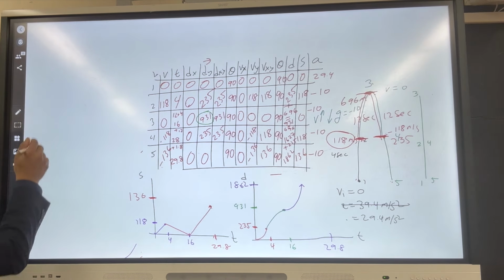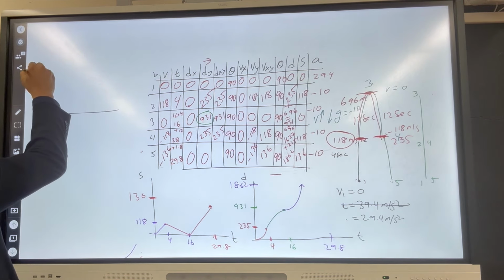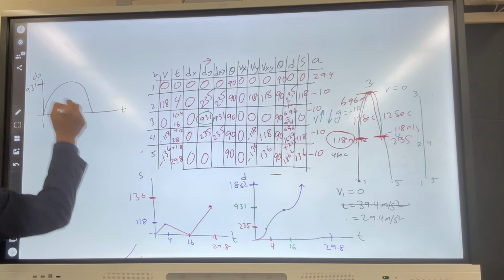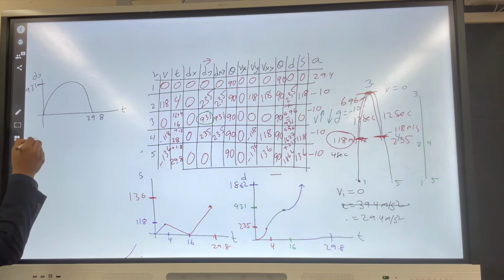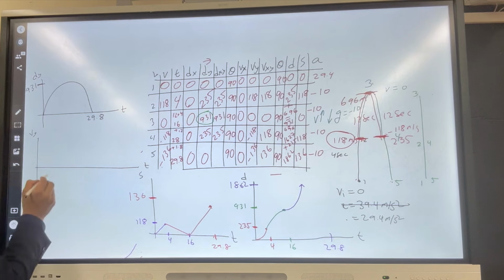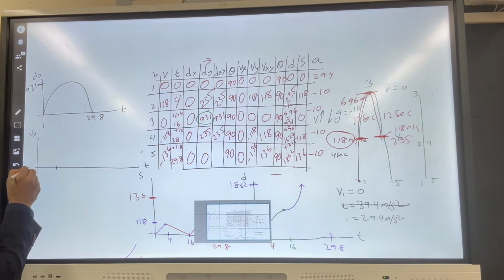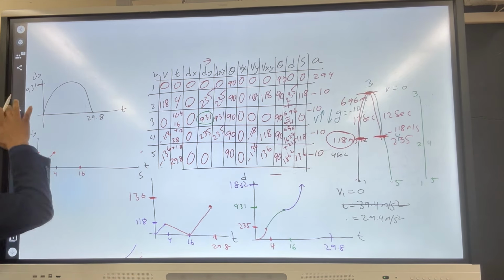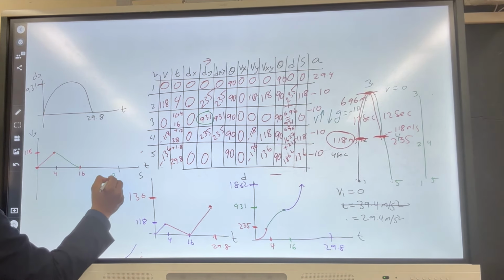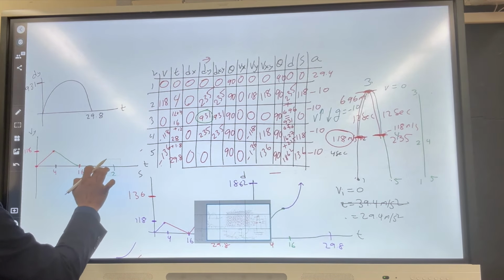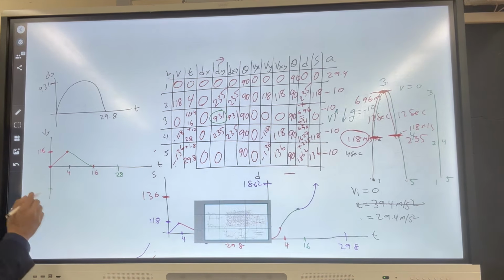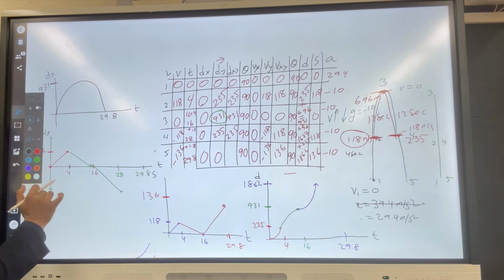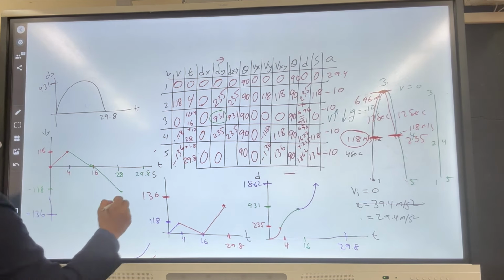Now the displacement versus time graph, we're going to do quickly. Make sure you have dy, because there is no dx. Here is 931. Here is 29.8. Now the Vy versus t graph. From 0 to 4 seconds, it goes from 0 to 118. From 4 to 16 seconds, the velocity goes to zero. At 28 seconds the velocity is negative 118. From 28 to 29.8, the velocity is negative 136.